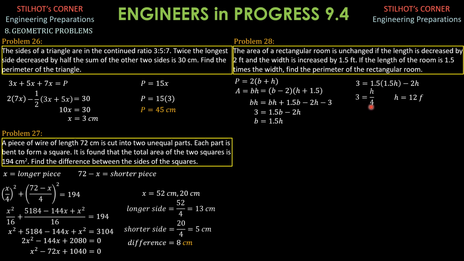So h is 3 times 4, so h is 12 feet. And the base is 1.5 times 12, so it is 18 feet. So the perimeter is 2 times quantity 18 plus 12, and it is equal to 60 feet.